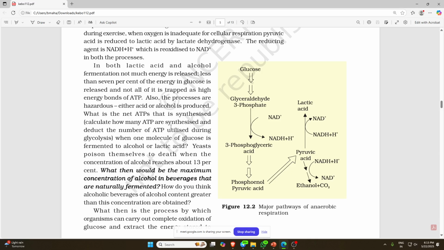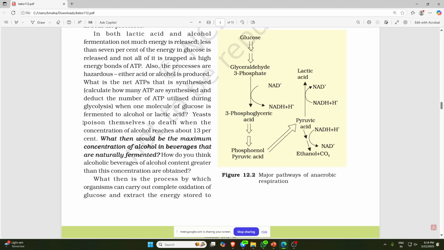What is the net ATP synthesized over here? If ethanol is releasing, what is the net ATP we are getting? In glycolysis there are 2 ATP, and here there is no ATP synthesis happening, so the same 2 ATP. To calculate how many ATP are synthesized, deduct the number of ATP utilized during glycolysis, when one molecule of glucose is fermented to alcohol or lactic acid.